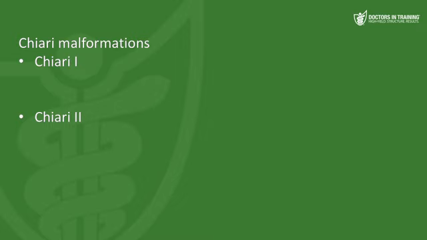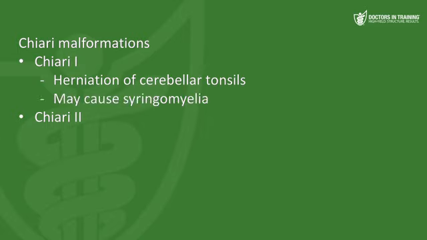A Chiari 1 malformation is the mildest form, where only the cerebellar tonsils herniate. But since you now have cerebellar tissue squished into the spinal canal, this can sometimes compress the spinal cord and lead to something called a syringomyelia. We'll cover syringomyelia in a later video on spinal cord lesions.